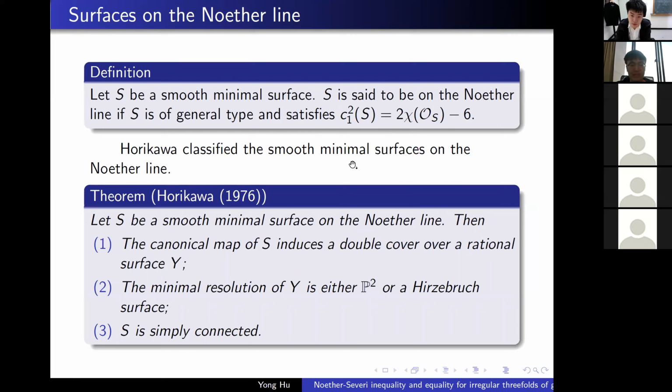Horikawa classified the smooth minimal surfaces on the Noether line. The theorem is the following. Let S be a smooth minimal surface on the Noether line. Then the canonical map of S induces a double cover over a rational surface Y. And the minimal resolution of this rational surface Y is either P2 or a Hirzebruch surface. The last one is that S is simply connected. This means that the topological fundamental group is trivial.